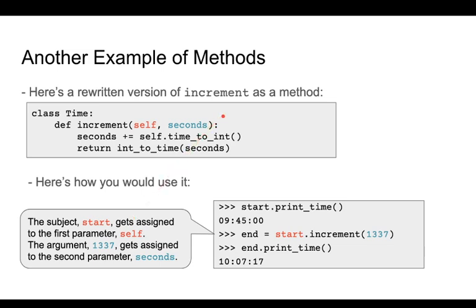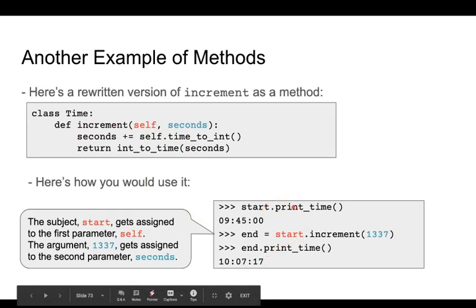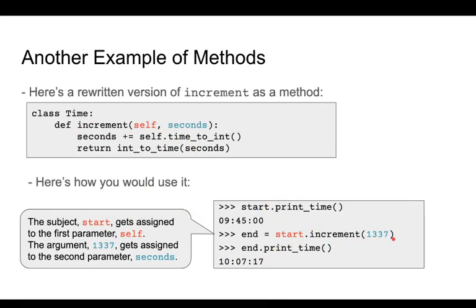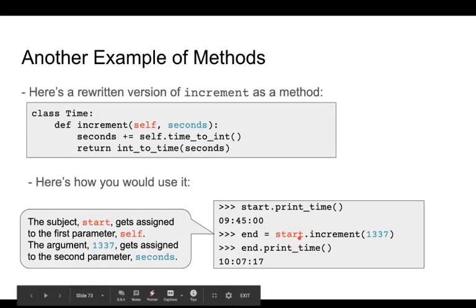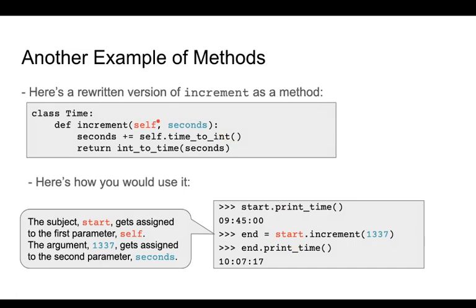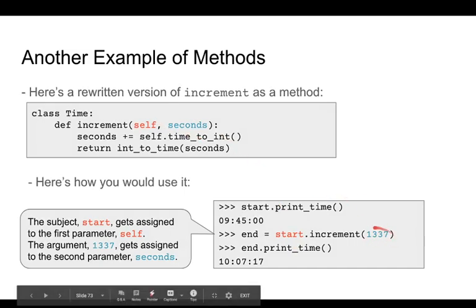Lastly, there's increment. You have self, you have seconds. This is where it looks a little different because of this first argument, self. Previously, the self word wasn't there. It just looked like increment seconds. And this is how it works. You have some start time, increment it by 1,337 seconds. So this is the weird part: the left-hand side of the dot, that's self. That's your first parameter. It gets assigned here. And then your seconds, that's 1337.